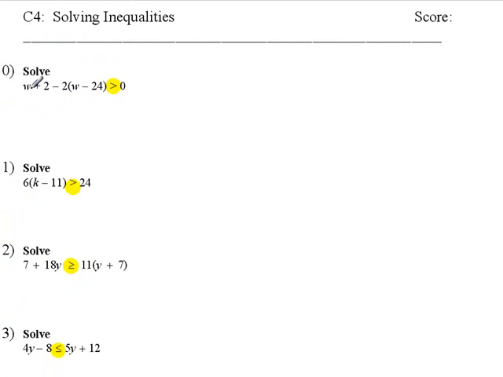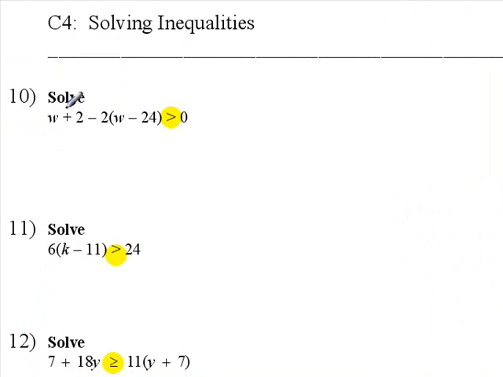I've got number 10, w plus 2 minus 2 times the quantity w minus 24 is greater than 0. So let's distribute this negative 2 right here. Negative 2 times w is negative 2w. Negative 2 times negative 24. Make sure you distribute all the way through. Is positive 48. Negative times a negative is a positive. That's still greater than 0.